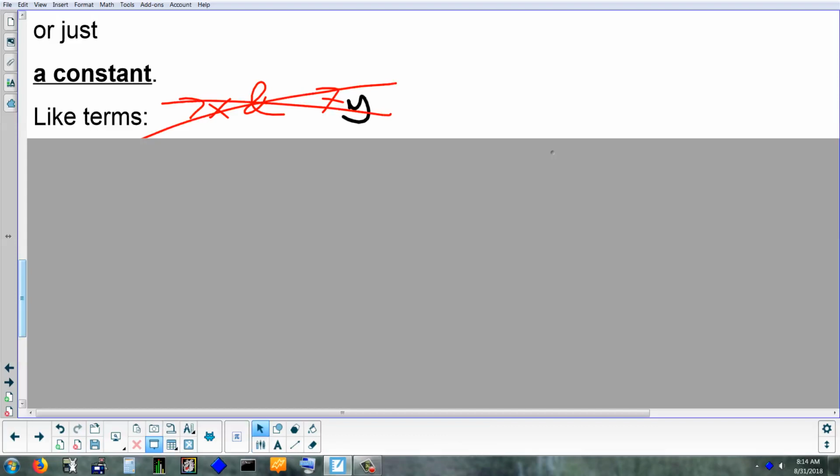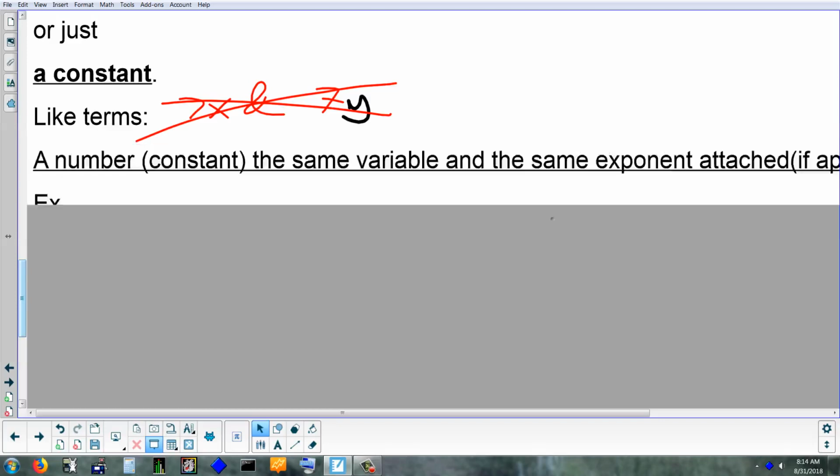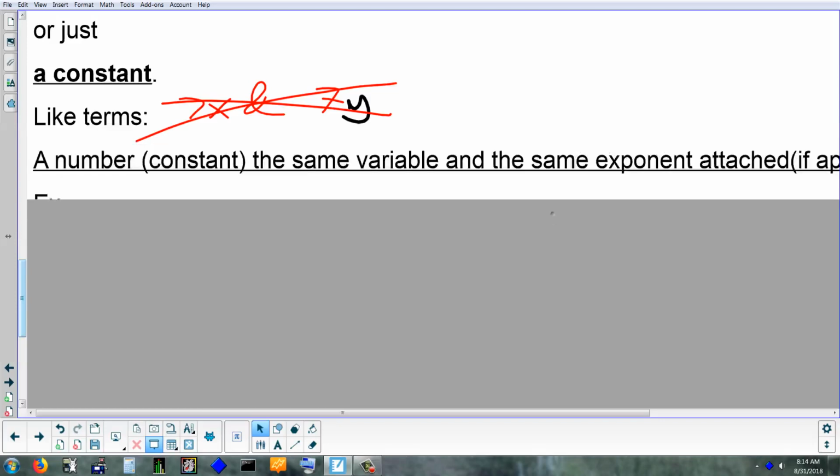Do the numbers have to be the same for it to be a like term? Catherine, you're shaking your head no. So give me another example of a like term. Give me a pair of like terms. 5x, okay, and 5x and 6x. Yeah. Right. So let's make it a little smaller so you guys can see this.